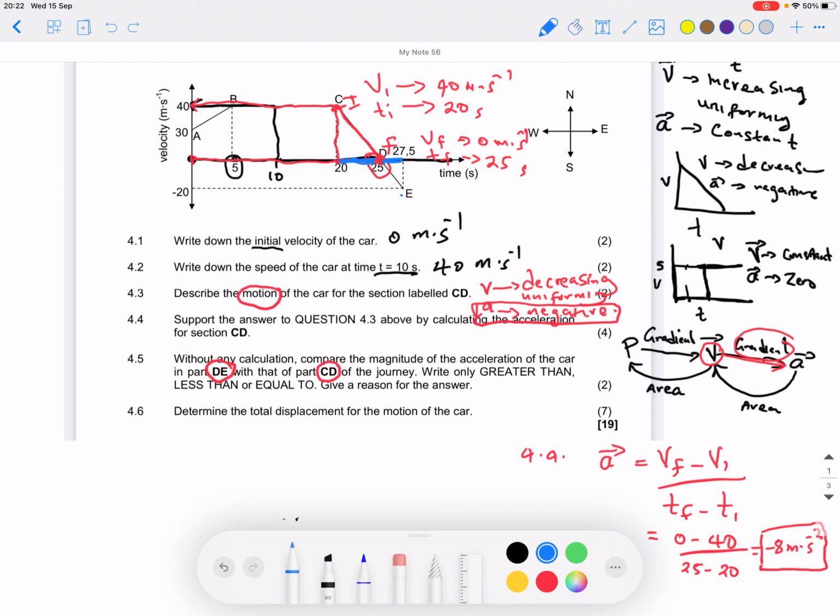Another thing you can explain using the steepness of the slope. So this slope is steeper than the slope at CD. So that's how you're going to explain 4.5. You can simply say DE will be greater than CD because the slope of DE is steeper than the slope of CD. In the next video, I'm going to explain 4.6.